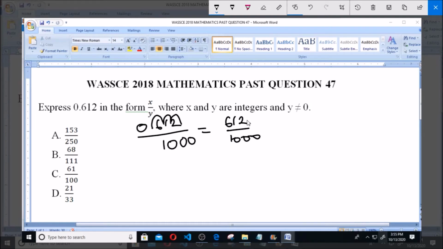The next step is simplification of this fraction, that is, bringing it down to its lowest terms. There is a number which is a factor of 612 and also a factor of 1000, and that number is 4. 4 goes into 612 to give us 153, and into 1000 to give us 250. So therefore the answer to this question is 153 all over 250, and that is option A.